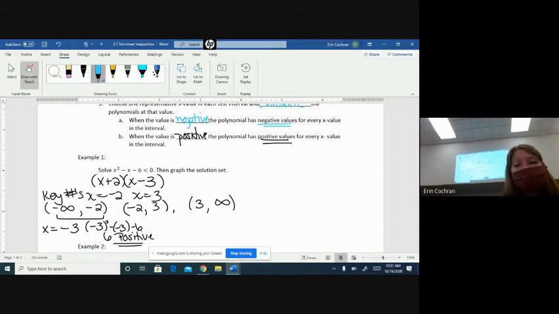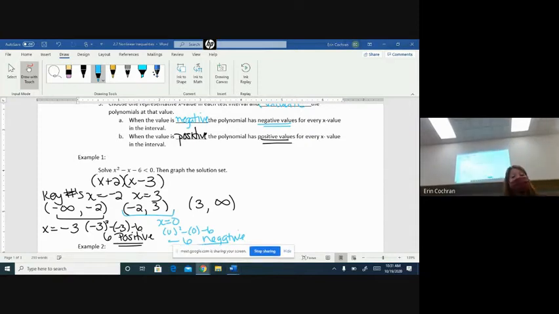Now pick a number in the middle interval. 0. You could use negative 1, but I like 0 better. When I plug in 0, we do 0 squared minus 0 minus 6, and what do we get? Negative 6. Since that's negative, all of the values in that interval will be negative.